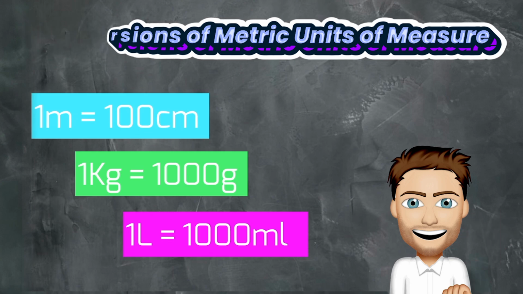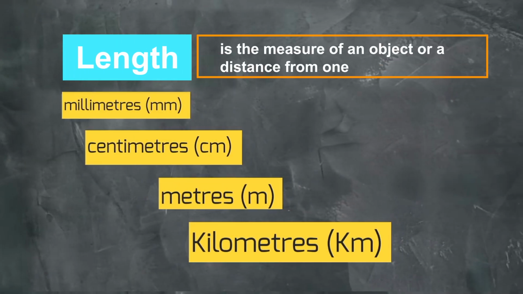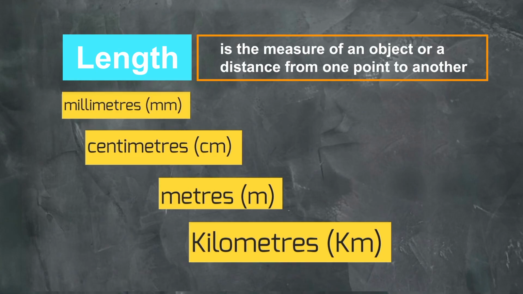and 1000 first. It's important to remember that depending on the type of object or thing that we are measuring, we will use different forms of measure. Let's start by looking at some metric units of length.